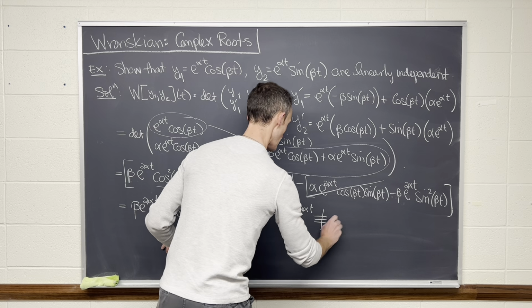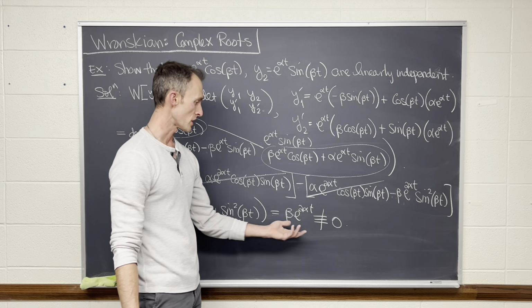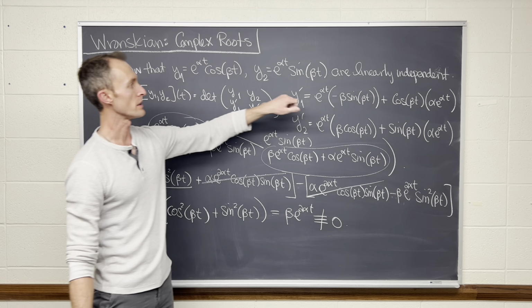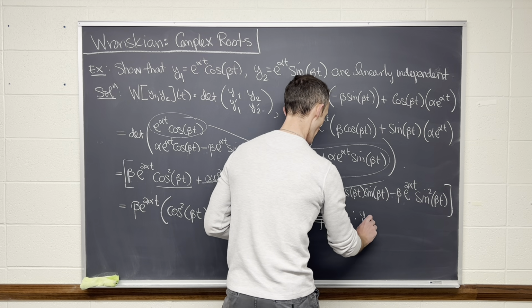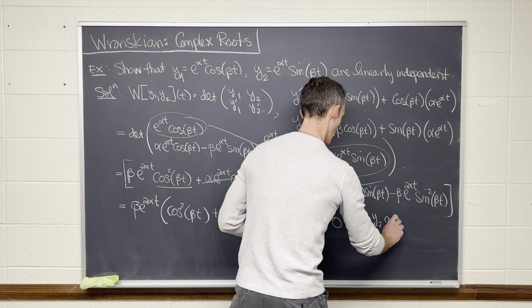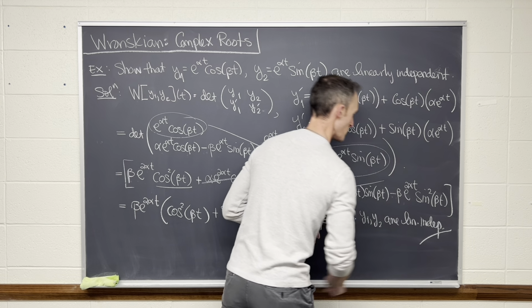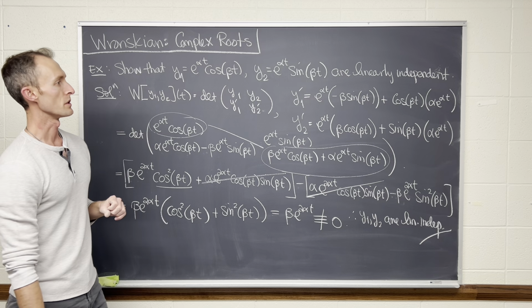And that function is never equal to 0. Moreover, it's not even the identically equal to 0 function. Therefore, the Wronskian is non-zero and y1 and y2 are linearly independent. So we should say, therefore, y1 and y2 are linearly independent. Okay, just to be precise, to verify that we've actually concluded what we wanted to conclude.